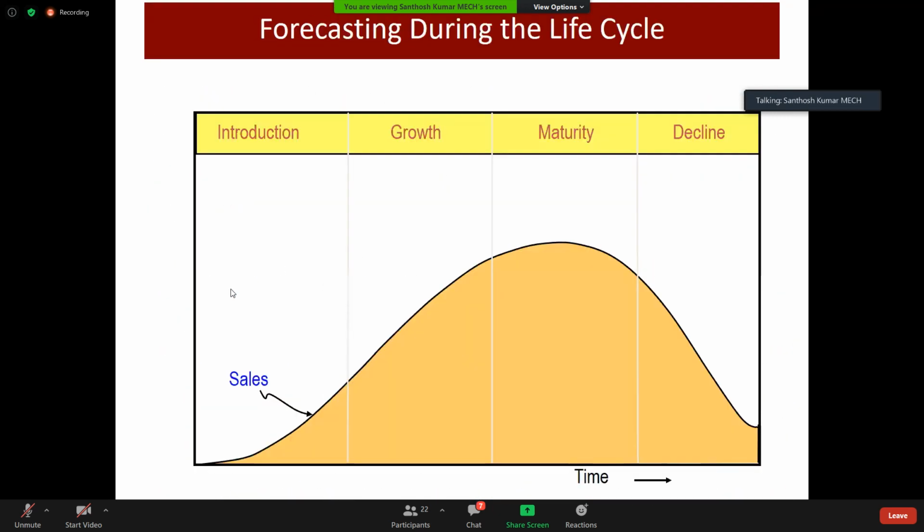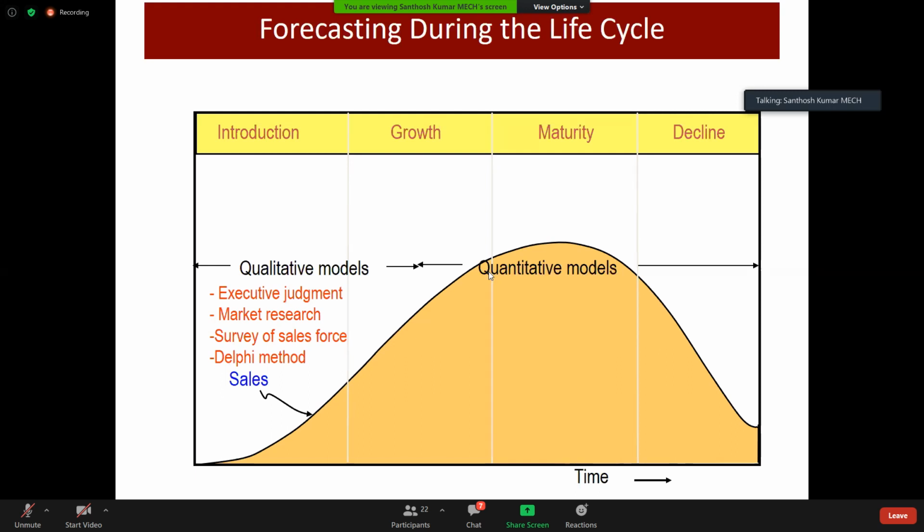So this is a simple forecast during the life cycle. The x-axis is the time, and you can see the forecasting stages. In introduction, the sales team will get involved, and in growth, the quantitative models will work. Here the inputs will be executive judgment, market research, survey, and the Delphi method. With all the inputs, the forecast will be very high. When it reaches the growth level, the quantitative models will come.